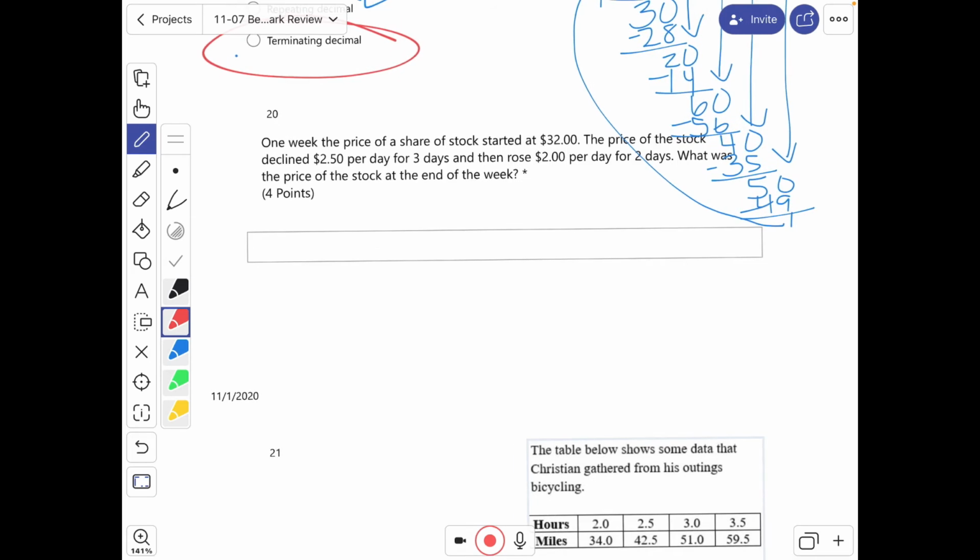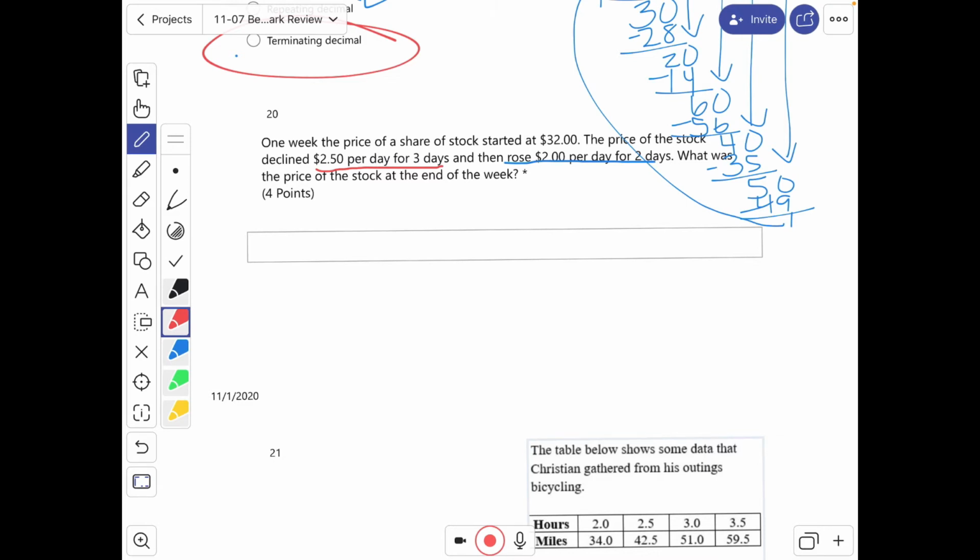Number 20. One week, the price of a share of stock started at $32. The price of the stock declined $2.50 per day for 3 days. Then rose $2 per day for 2 days. What was the price of the stock at the end of the week?